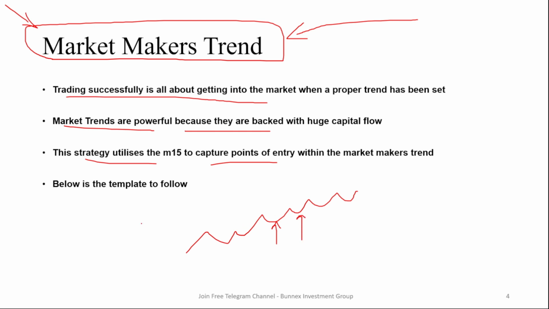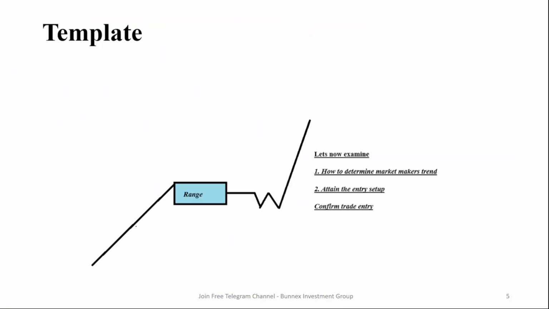Below is a template that we are going to follow for the rest of the explanation. All right, so here we can see that this is a trend that has been shown. We are going to the upside, and we need to actually have several properties for us to determine that this trend is to the upside or to the downside. This is a range, and this is a W pattern.